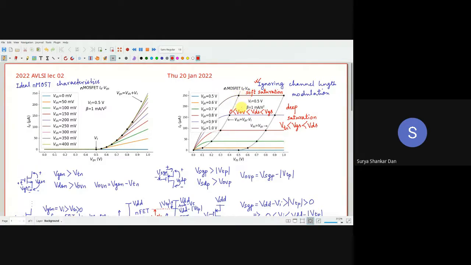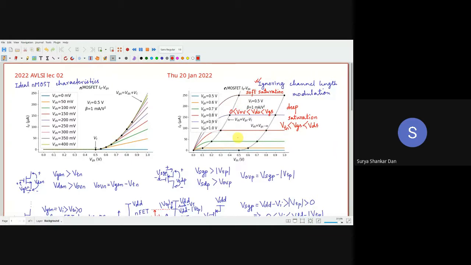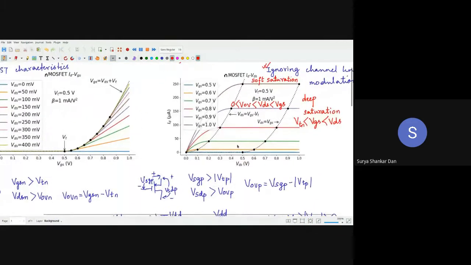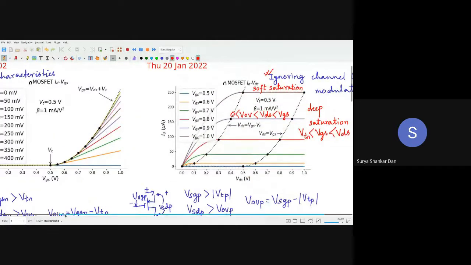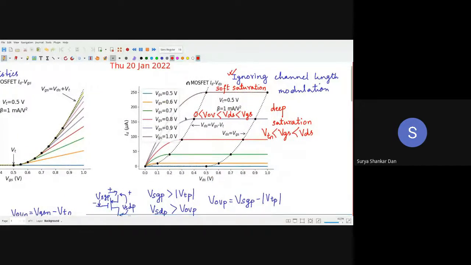Here it is not visible. No matter how much I zoom in, you will always find that it is flat, because we are ignoring the channel length modulation. That is why I am mentioning this term at the very beginning. When we include the channel length modulation, I will show you the Python code. In the Python code, I have not included the channel length modulation term. Once I do it, there will be a slope over here.